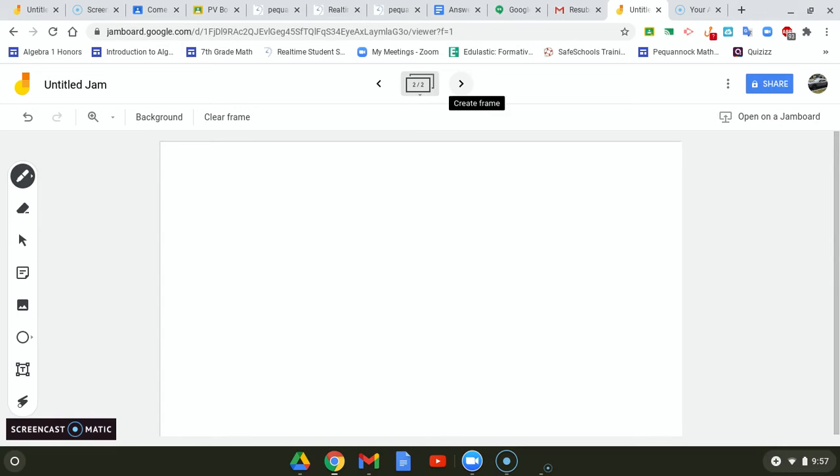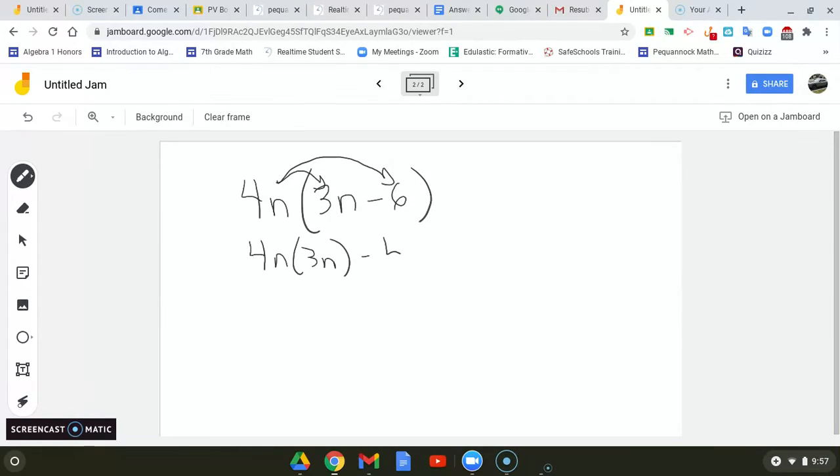Here's what a different problem might look like. You might have something that looks like this. 4n times 3n minus 6. And again, we're going to distribute, so the 4n is going to be multiplying each of these pieces. But when we multiply 4n times 3n, we'll rewrite the rest of it. Okay, 4n times 3n, well, 4 times 3 we know is 12. n times n is n squared. Okay, we'll talk about that in a second. And then this would be minus 24n. And that would be your completed version of your distributive property.